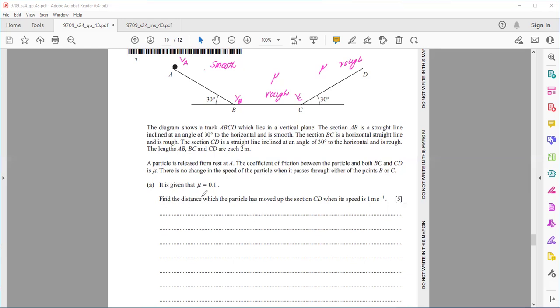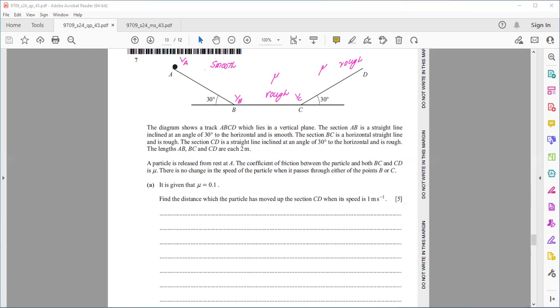First of all, I divide this whole motion into three components. First, I will discuss the motion from A to B, then from B to C, and then from C to D. Whenever you have to discuss the motion of a body, either the acceleration will be given or you have to calculate the acceleration. From A to B the distance given is 2 meters. From B to C the distance given is 2 meters. And from C to D the distance given is 2 meters.